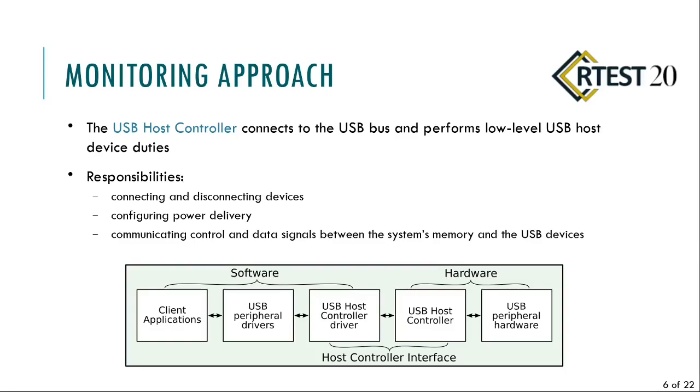It configures power delivery to those devices, and it communicates control and data signals between the CPU's memory and the USB devices on the USB bus. If you look at the system diagram here, we're primarily interested in the host controller interface. Your client application talks to a USB peripheral driver. The peripheral driver talks to the host controller driver, which then tells the host controller what to do, and the host controller actually sends the communication out on the bus to the USB peripheral. Everything that happens on the USB bus, the host controller can see, which makes it an ideal choice for instrumentation.